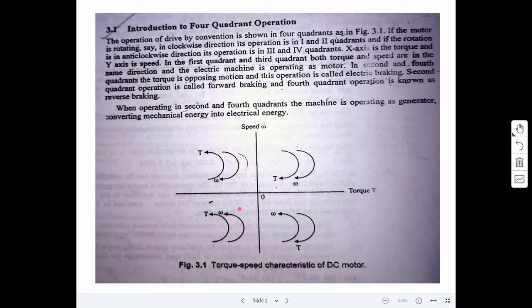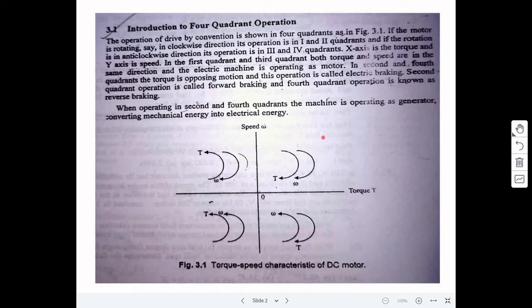Now this is your third quadrant operation. Here the speed is negative, and consequently the torque is also negative. Both are in anti-clockwise direction, so we call it the third quadrant operation. Coming to the fourth quadrant operation, here the torque is positive while the speed is negative. That is, torque is in the positive direction and speed is in the reverse direction. That is why it is called the fourth quadrant operation.